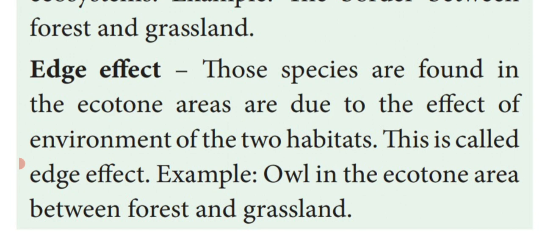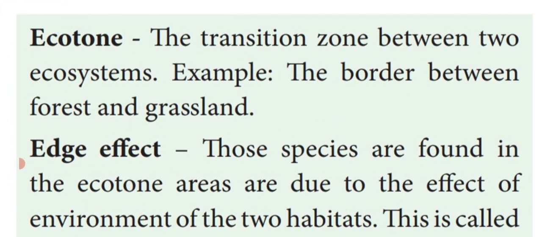So dear students, some of the species which are found in the ecotone area are due to the effect of the environment of two different habitats. Forest is one habitat, grassland is the other habitat, isn't it? So some species are also found in the two regions. That effect is known as the edge effect. Example, the owl in the ecotone area between forest and grassland. So dear students, this is a very, very important 2-mark question, ecotone and edge effect.